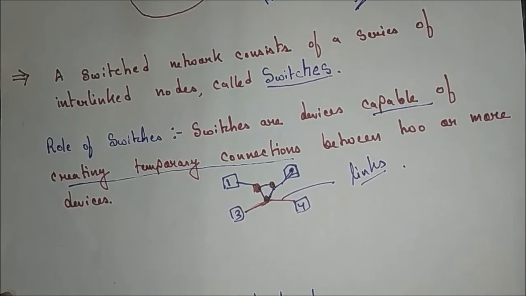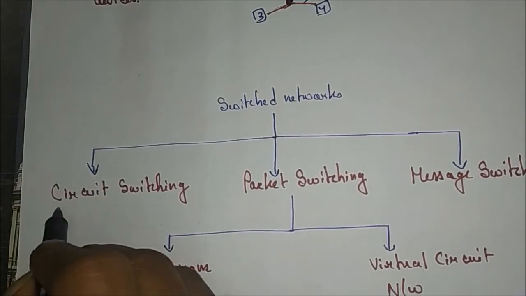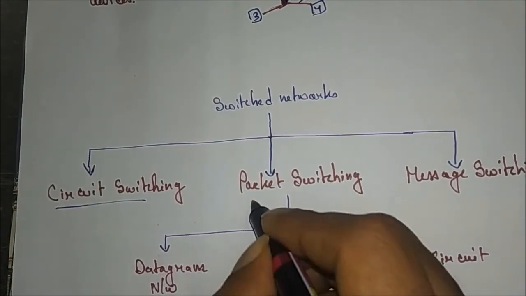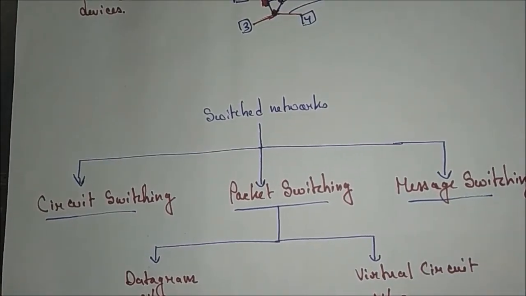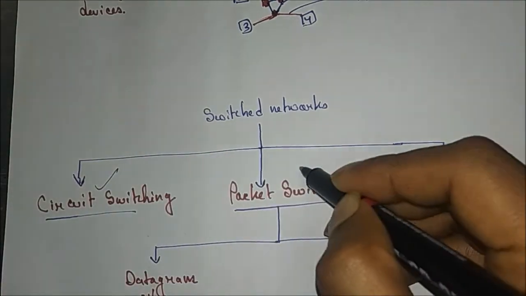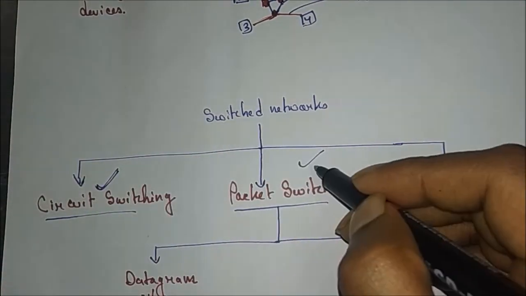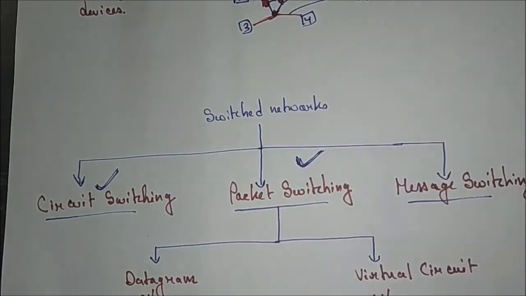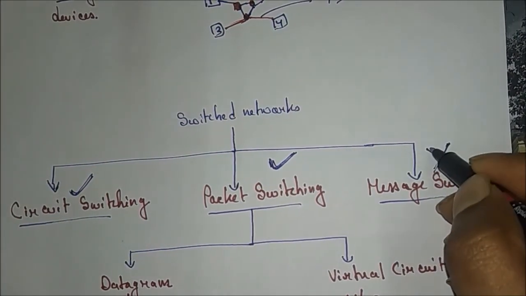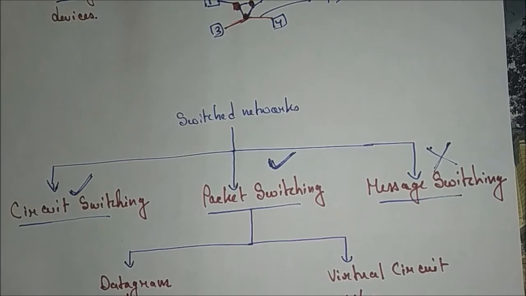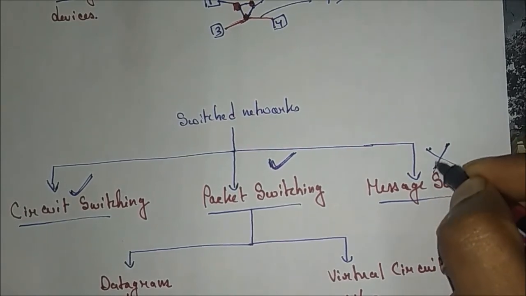Switching is again divided into 3 types. One is circuit switching, another is packet switching, and the third is message switching. At present, we are using circuit switching, and packet switching is also used. But message switching is not used at the present time, it is no more in use.